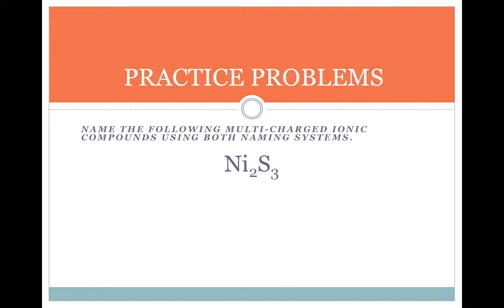The next practice problem we have is Ni2S3. Again, you can see that nickel can have more than one charge. If you look at your yellow card, it's in the middle column. Nickel can have a charge of +2 or it can have a charge of +3. Therefore, I have to indicate, is this +2 or +3? Some of you may have guessed what the answer for this is, but let's go through the process to make sure that we have it correct.